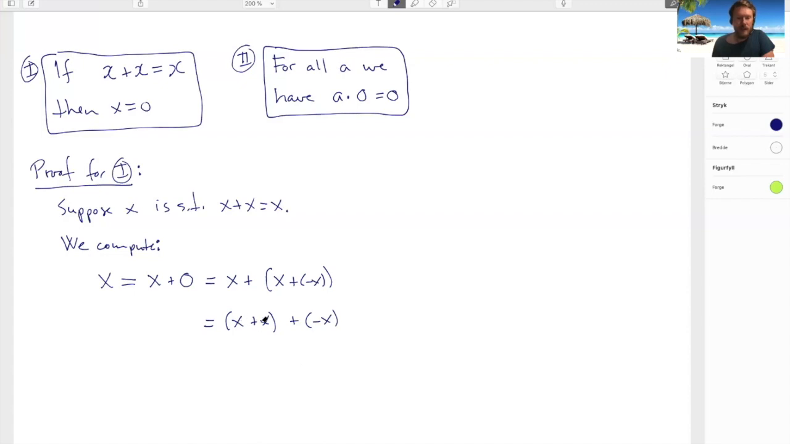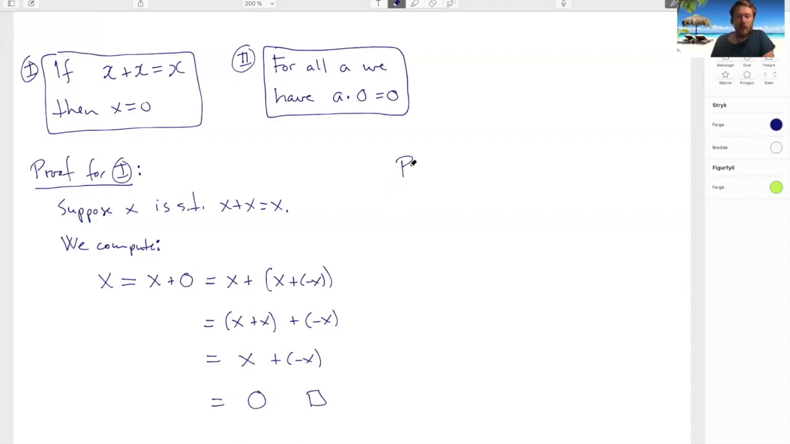But x plus x, what is that? Well, by assumption, x is a number such that this sum here is just x. So I'm getting this. But minus x is the additive inverse of x. So this is 0. And I'm done.